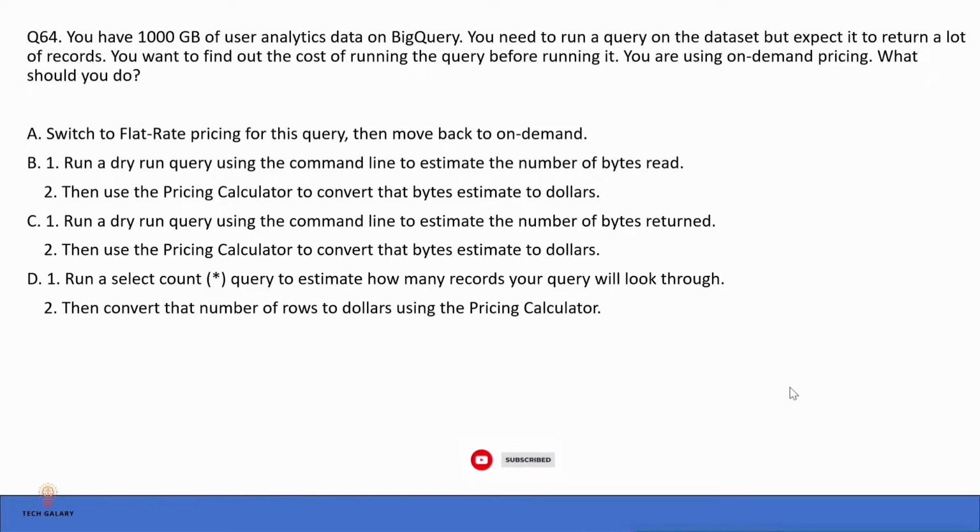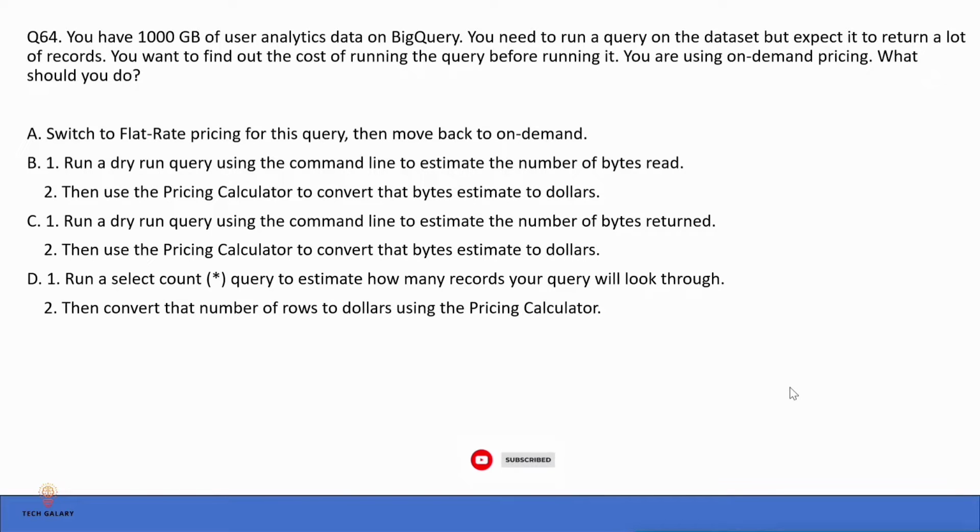You have 1000 GB of user analytics data on BigQuery. You need to run a query on the data set but expect it to return a lot of records. You want to find out the cost of running the query before running it. You are using on-demand pricing. What should you do? These are the options available. Now let's take a look at each of these options.